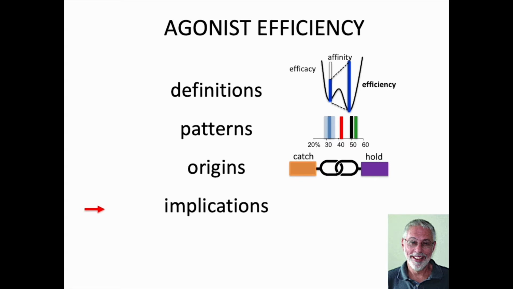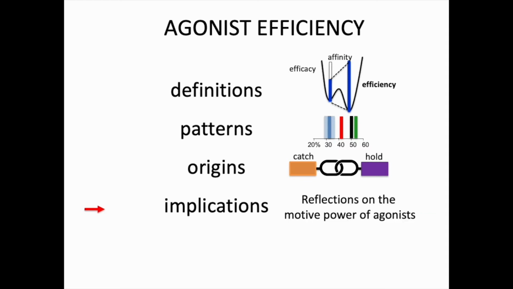And in this chapter, we're going to talk about some of the implications of the catch and hold mechanism with regard to the rest of the gating isomerization. The subtitle of this pamphlet is Reflections on the Motive Power of Agonists, which is a takeoff on the famous 1824 pamphlet of Sadi Carnot, which was called Reflections on the Motive Power of Fire. Carnot was trying to understand how heat could drive steam engines.